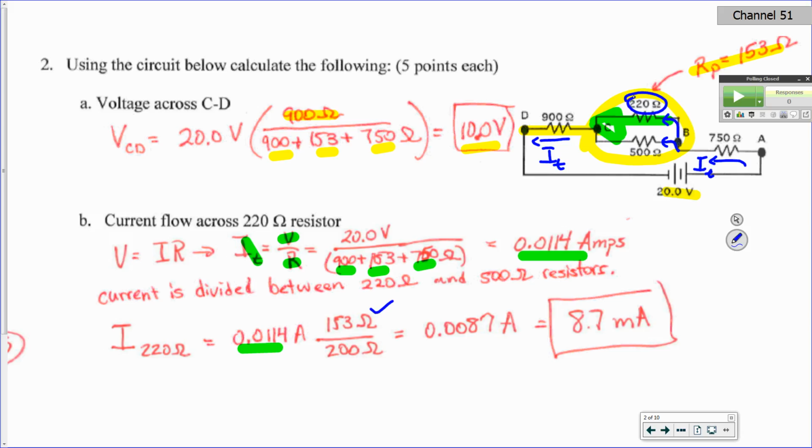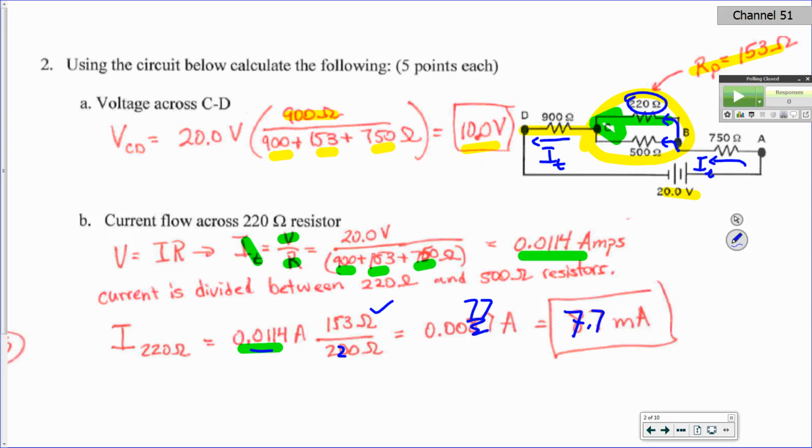Oh, I see my mistake. It was 220, and I put 200 in here. That's the reason my number was slightly off. So when you did this, you should have got 7.7. That was my math error. So the 153 divided by 220 ohms times the total current flow, you got 0.077 or 7.7 milliamps. But we did really good on those as a class.